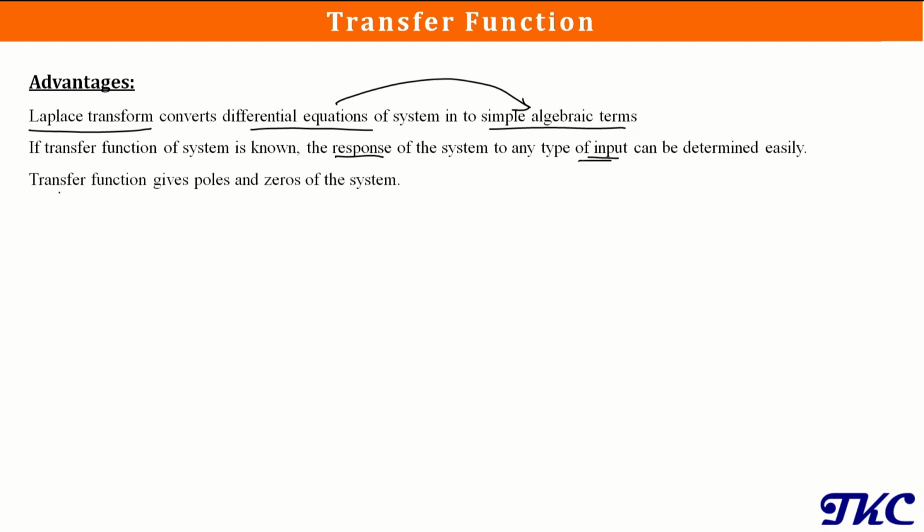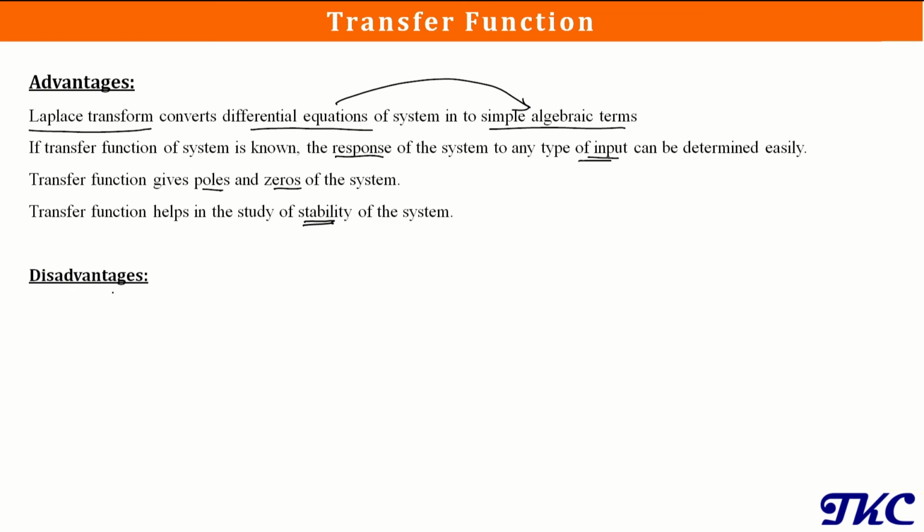Next advantage is that with the help of the transfer function, we can get the poles and zeros of the system. These poles and zeros will help us in understanding the state of the system. Next advantage is the transfer function will help us to study the stability of the system. This is one of the major advantages, that with the help of the transfer function of the system, we can check the stability of the system, how it is going to behave when the gain of the system changes.